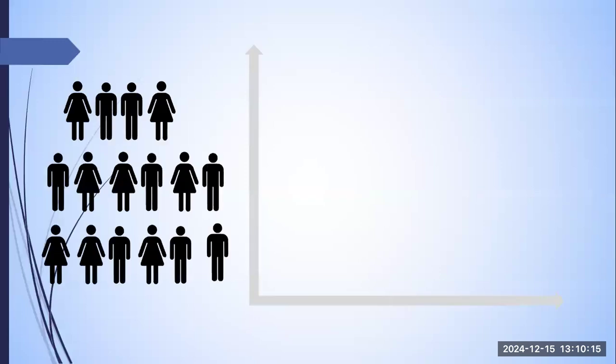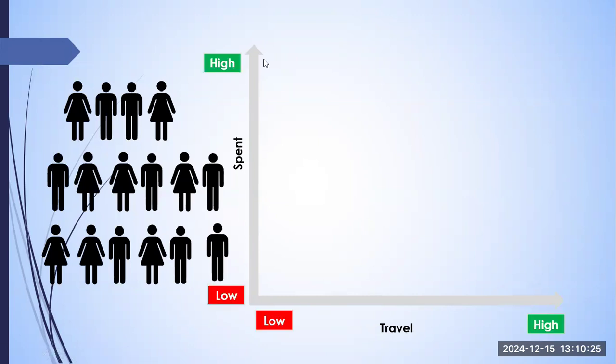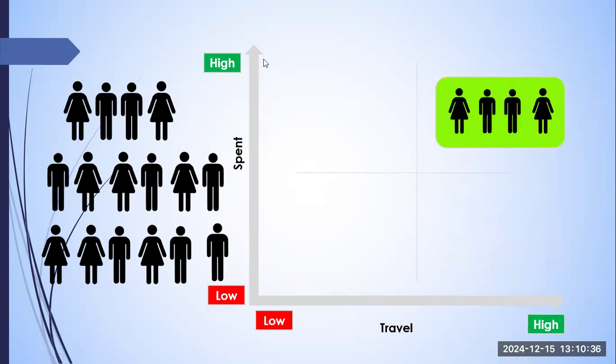But we have more things. We have a different sort of customers. Here I have taken on the x-axis the travel and the y-axis the spend, the low and high travel, low and high spend. Here you see I divide this in 4 parts. First you see they are the people who travel high, who spend high. They are our bona fide customer.